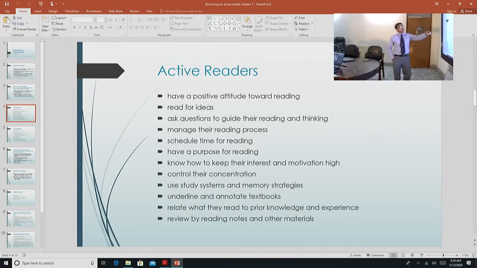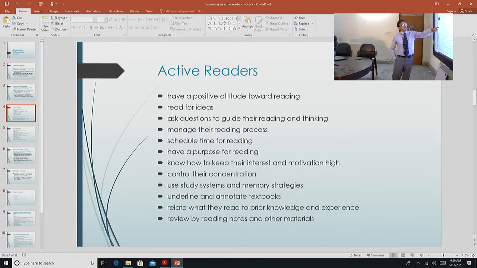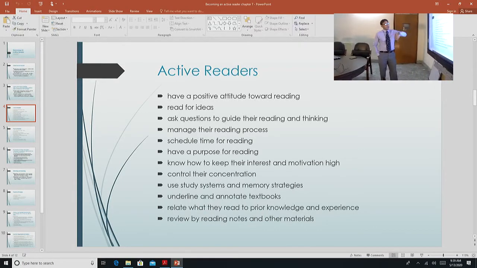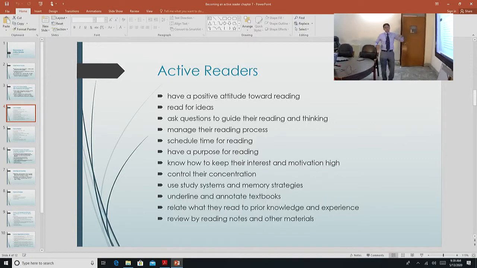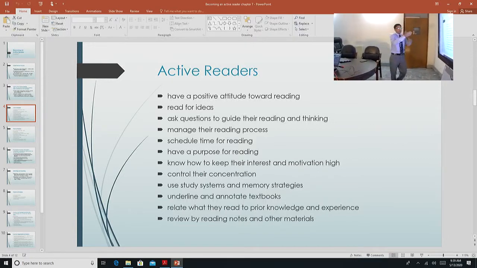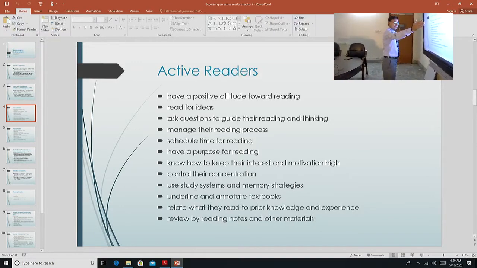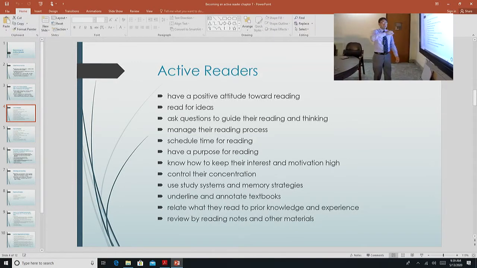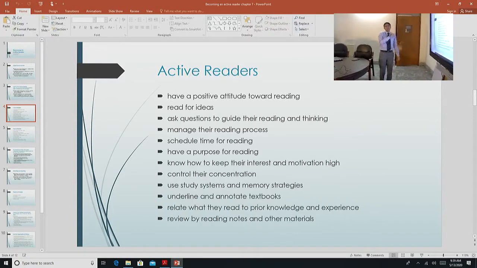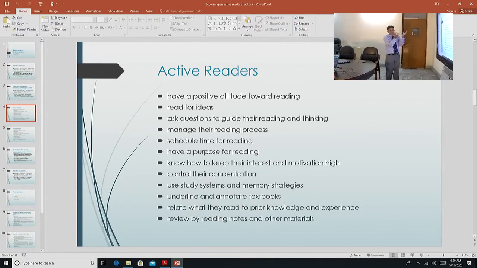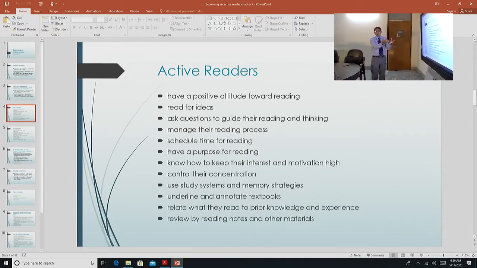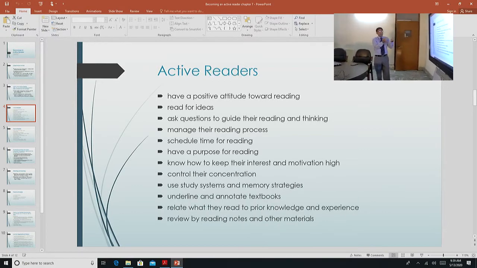Then when you are reading, ask questions to guide your reading and thinking. So you should ask questions. You should read against the grain. In English we are reading from left to right. Read against the grain. Question it. Attack the text. Do not accept whatever the text is saying. Challenge the text. Try to understand.